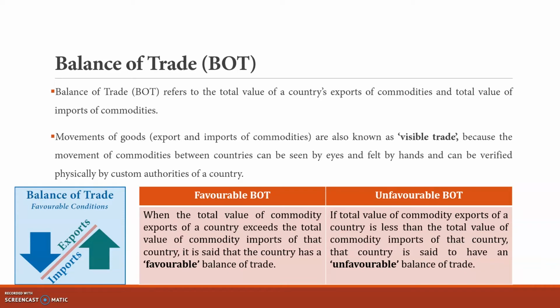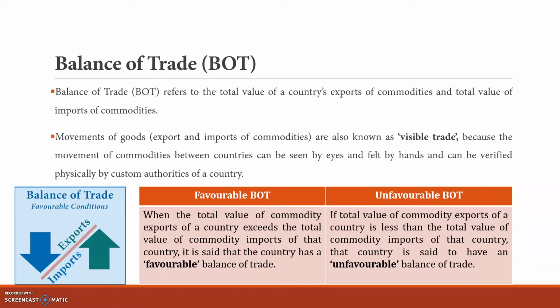the balance of trade. Balance of trade is shortly said as BOT. It refers to the total value of a country's exports of commodities and the total value of imports of commodities. Here trade refers to the exports and imports, which should be balanced. Here we are taking into account the value of a country's exports of commodities and the total value of imports of commodities. This is called balance of trade. That is, movement of goods.